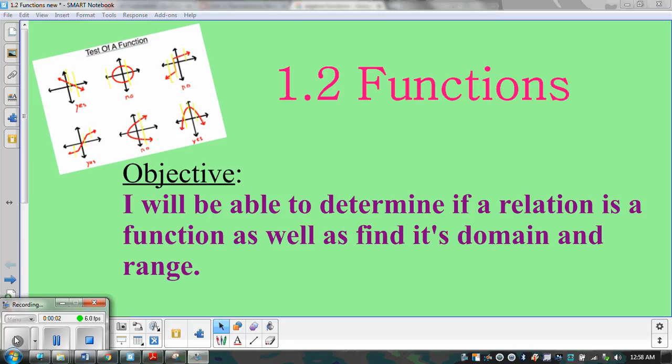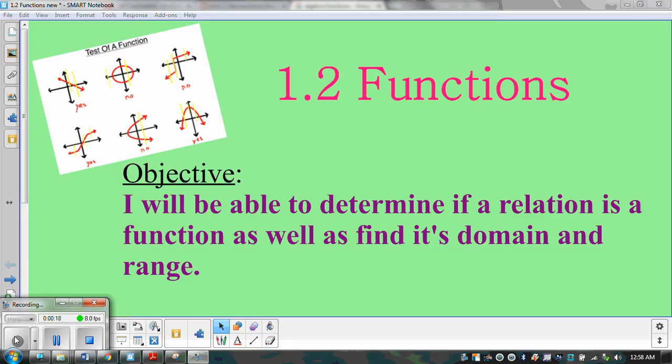Welcome back to our second day of taking notes for Algebra 1-2. Our new section is going to be 1.2 Functions. That will be your title across the top of your page. The objective below is a statement that you should be able to make by the time your notes are complete.